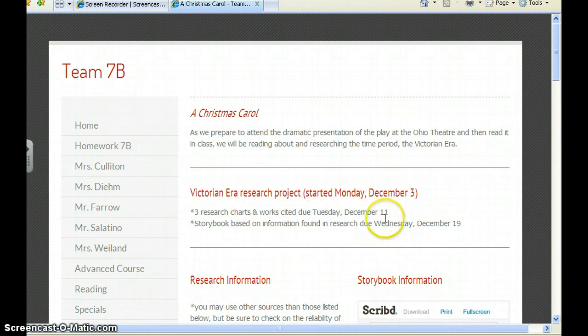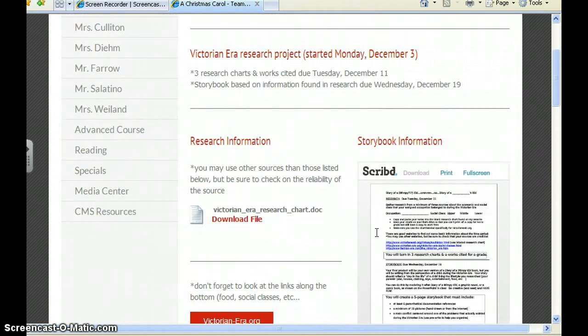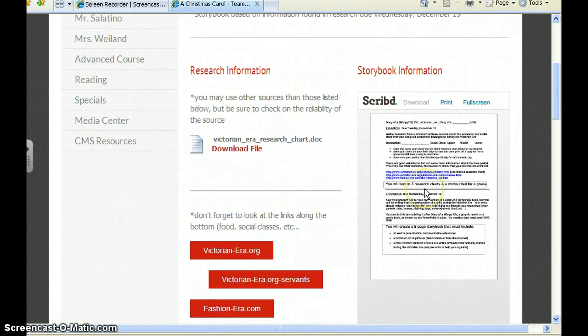You'll see that the project is due tomorrow, the research portion, and then what they're going to do is take that research and actually do a storybook based on a character that they're going to create that lived during the Victorian era and lived the lifestyle of the job that they researched. But the actual research information, this is the handout that students were given in class that outlines everything that they're going to do, and on the back is a rubric that tells all the graded portions.